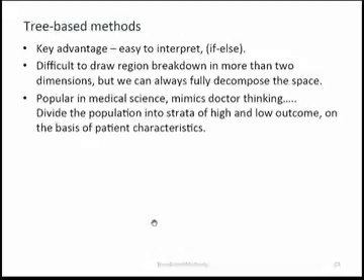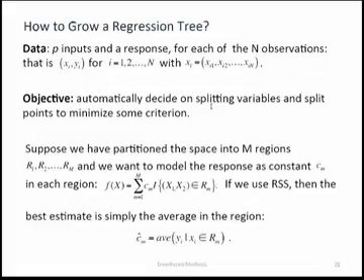So what are some of the points that you should also be aware of? They're easy to interpret. They have an if-else type of nomenclature. You can't draw them, at least the feature space, in multiple dimensions, which is unfortunate. And of course, I've already mentioned it mimics the doctor's thinking. It's very popular in medical science. Okay.